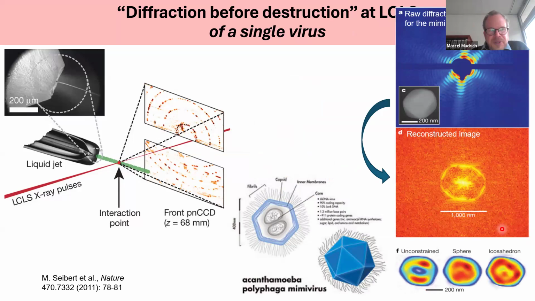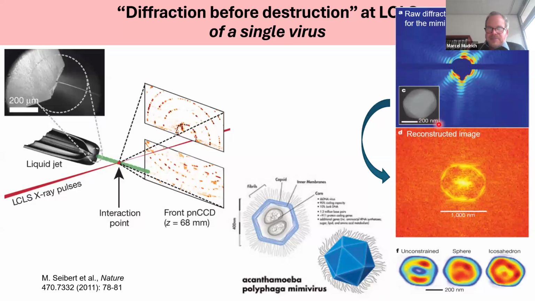Another very prominent example. These are just a few examples taken from Nature and Science publications. Here is the first diffraction image of a virus, a very large one, though. The Mimi virus is a particularly large one, more than 200 nanometers.